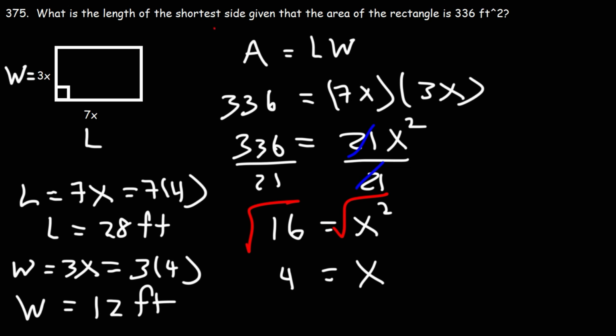Now, we want to find the length of the shortest side. The shortest side is the width, and that's 12 feet. So that's the answer we're looking for.